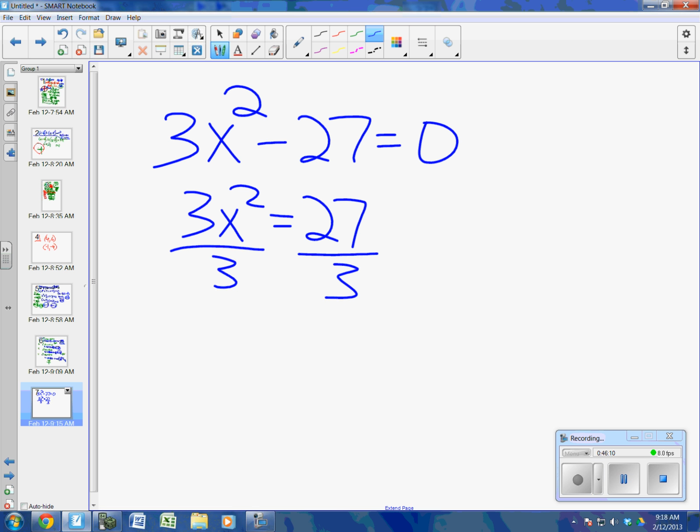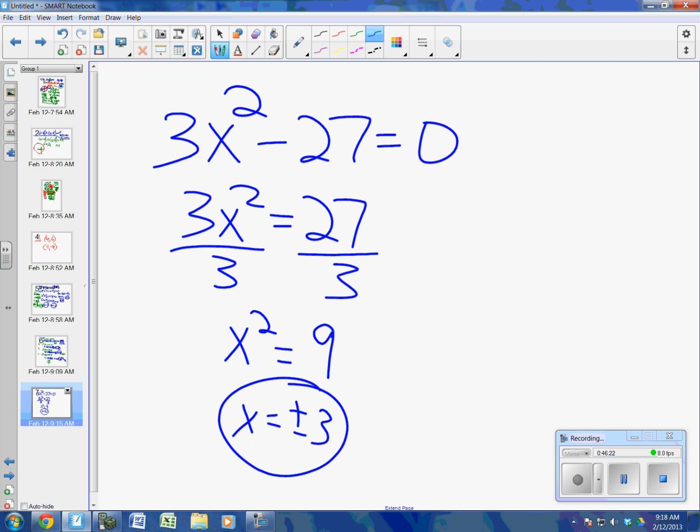Divide by 3. Take the square root of both sides. How many of you did it that way? Okay. That's called solving for x by taking the square root of both sides, right? Because whenever there's no linear term, notice that this had a quadratic term and a constant term, no linear term. Whenever that's the case, this is the fastest method to solve those by.